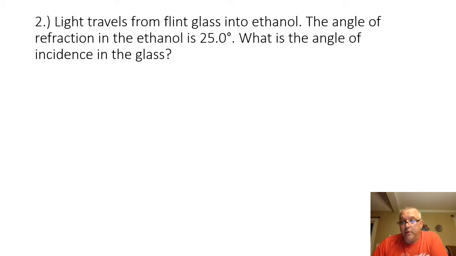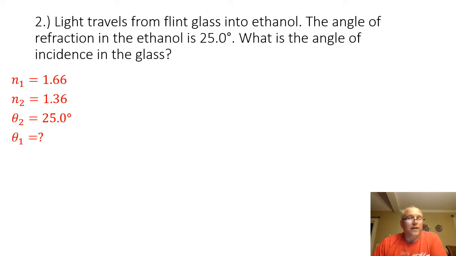Looking at the table of the indices of refraction that we can find, as I said, in several different places, I know that the index of refraction for flint glass is 1.66. The index of refraction for ethanol is 1.36, and my angle of refraction, or theta 2, is 25.0 degrees. They are asking us to solve for the angle of incidence, or theta 1.